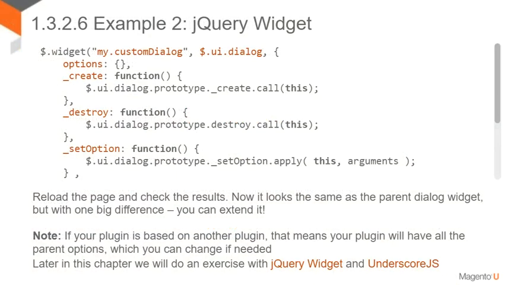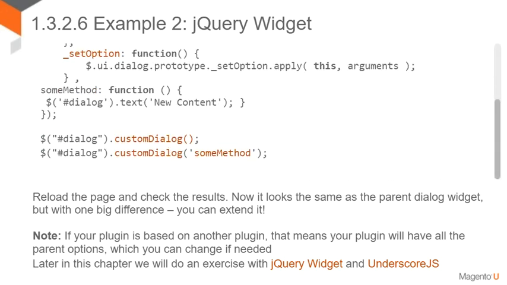Reload the page and check the results. Now it looks the same as the parent dialog widget, but with one big difference. You can extend it. Note, if your plugin is based on another plugin, that means your plugin will have all the parent options, which you can change if needed. Later in this chapter, we will do an exercise with jQuery widget and _JS.